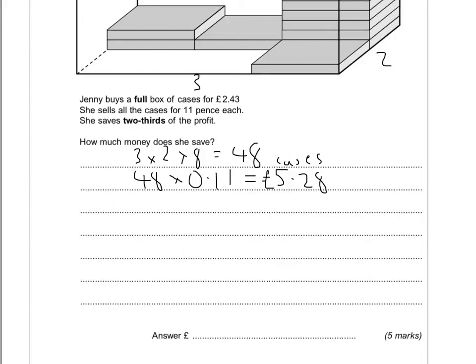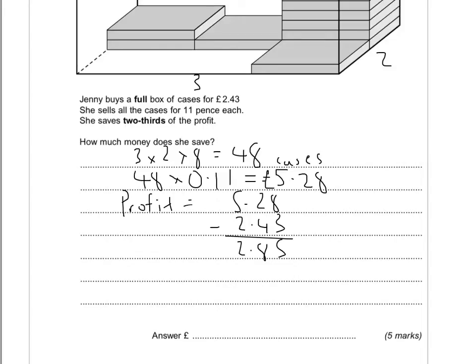So let's work out what she makes in profit. So her profit will be the difference between those. So I'm going to do £5.28 and I'm going to take away £2.43. Again, using a calculator along the way, I'll get £2.85. So that's her profit.